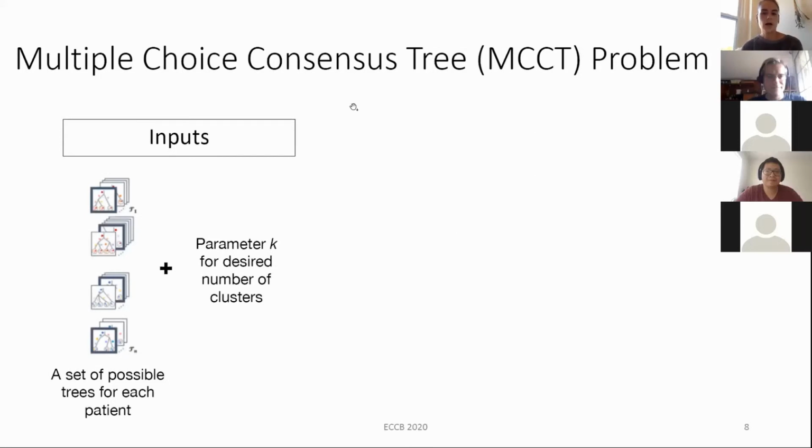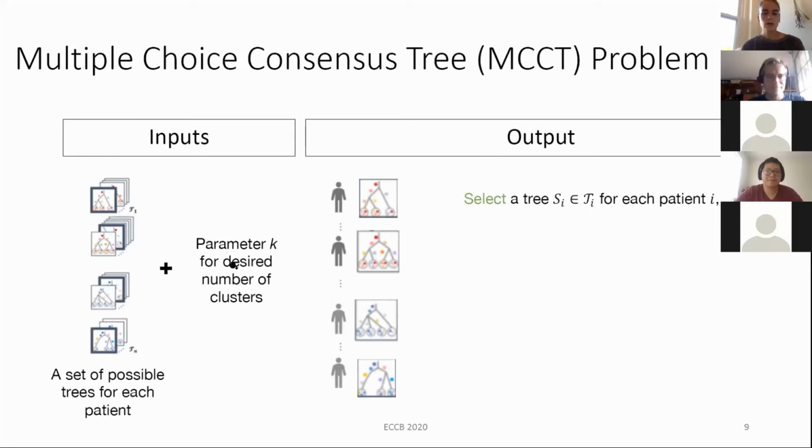So here's our optimization problem itself. The input is a cohort of cancer patients and their evolutionary trees, or the different alternative evolutionary trees that have been proposed. So we have this set of patients, and each patient may have multiple trees associated with them, as well as a parameter K for the desired number of clusters to output. I'll walk through the output of this problem slowly, because there are a couple of components to it to resolve all at once.